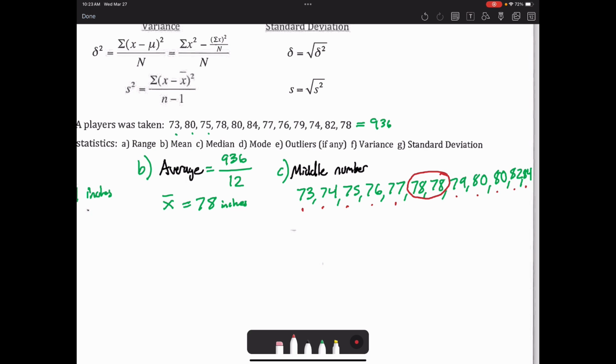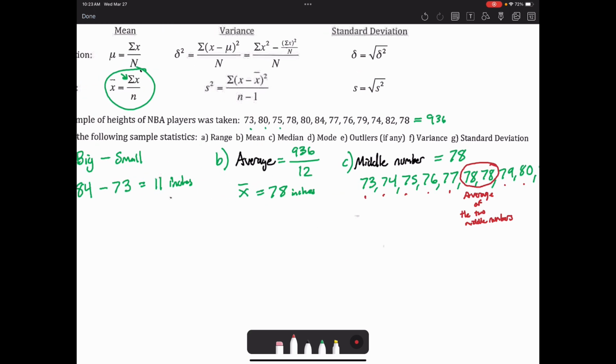Now, because these numbers are the same, that makes it really easy for us. In our case, my middle number is just 78, which is interesting. It ends up being the same as the average. That's not always going to be the case, but in our case, it is. But if those 2 numbers were different, what would you do? You would just average those 2 middle numbers. You'd take the average of the middle numbers. So that's the median.